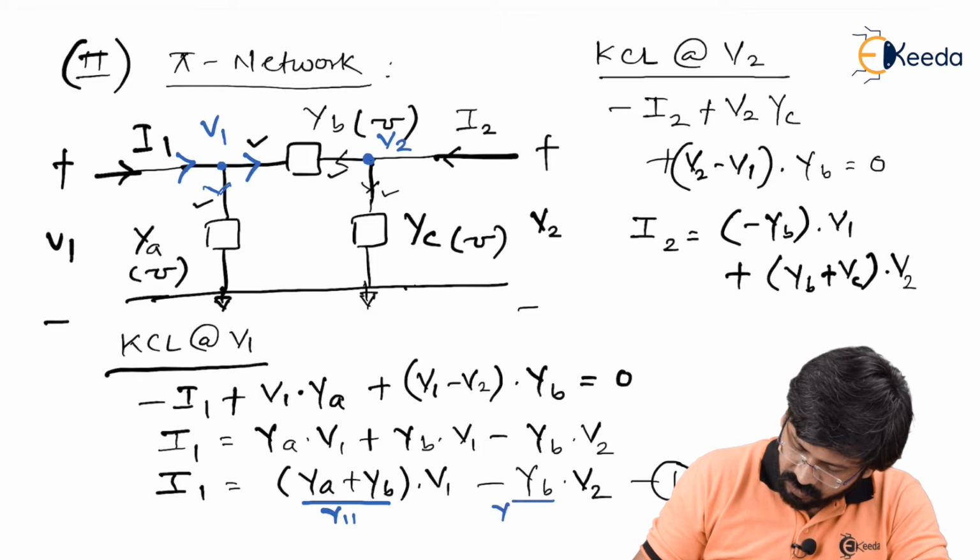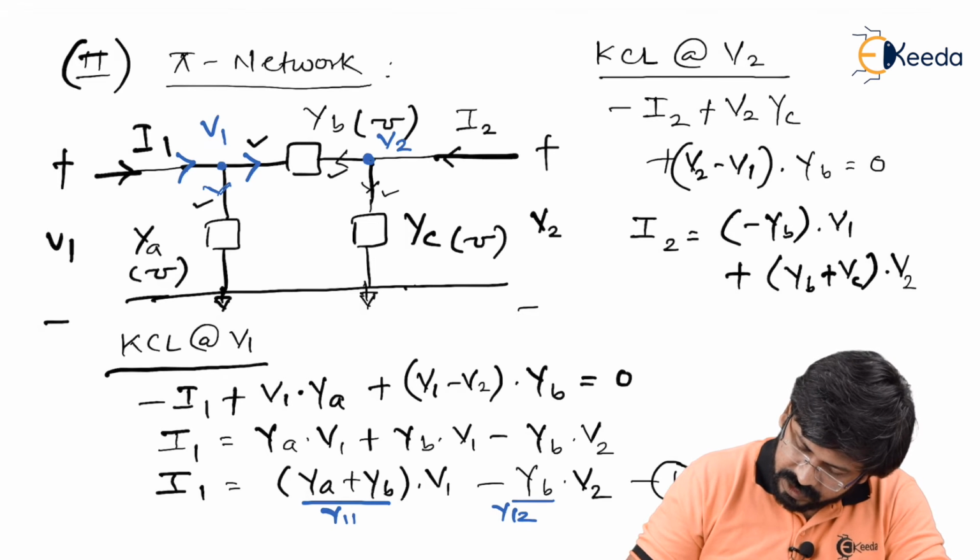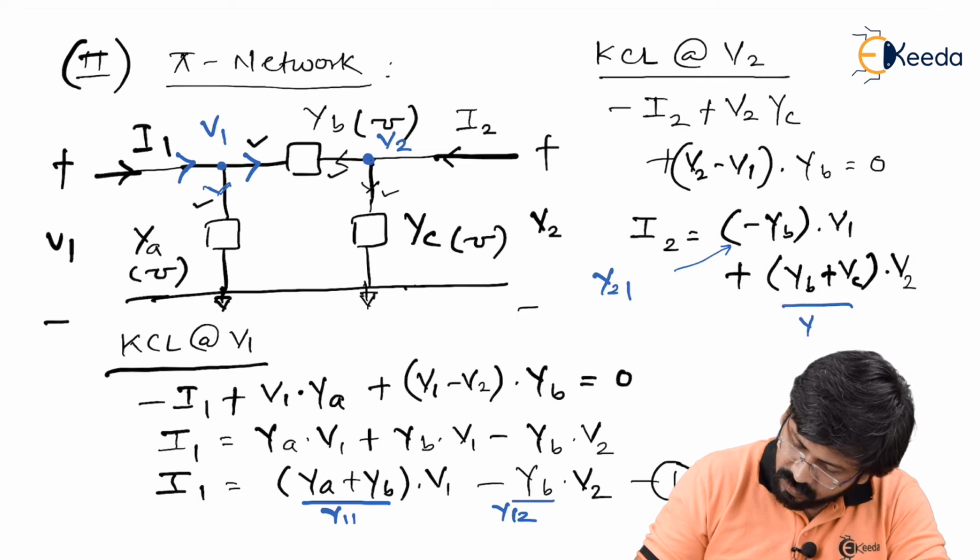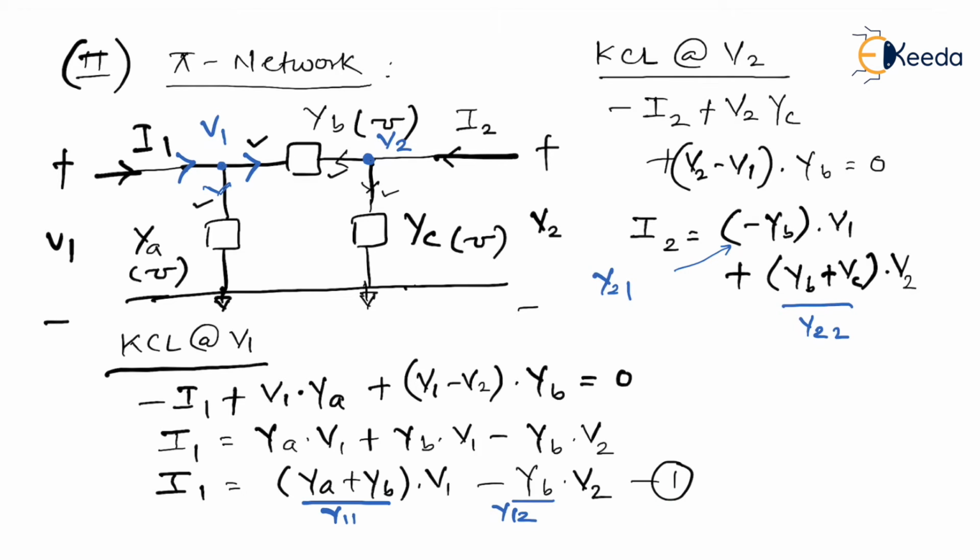Check it out, this is your Y12. If you notice, this is your Y21 and this is your Y22. So in fact now you can write final Y parameters like this: YA plus YB, minus YB, minus YB and YB plus YC.